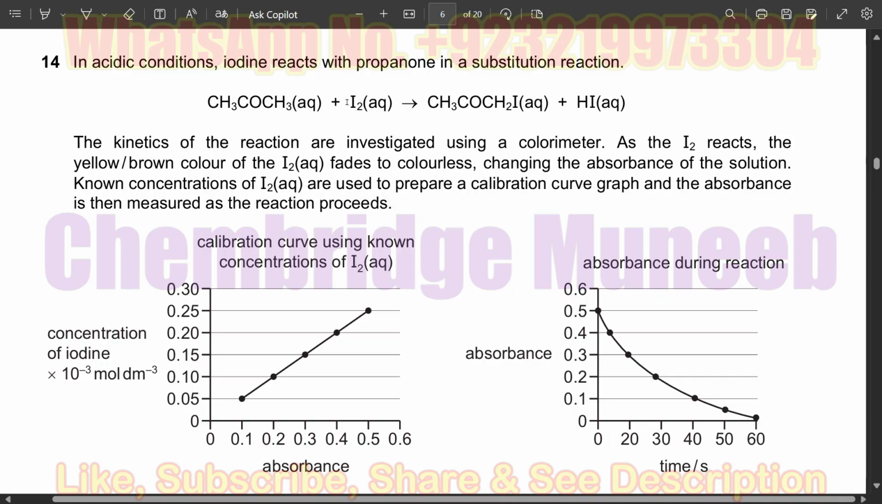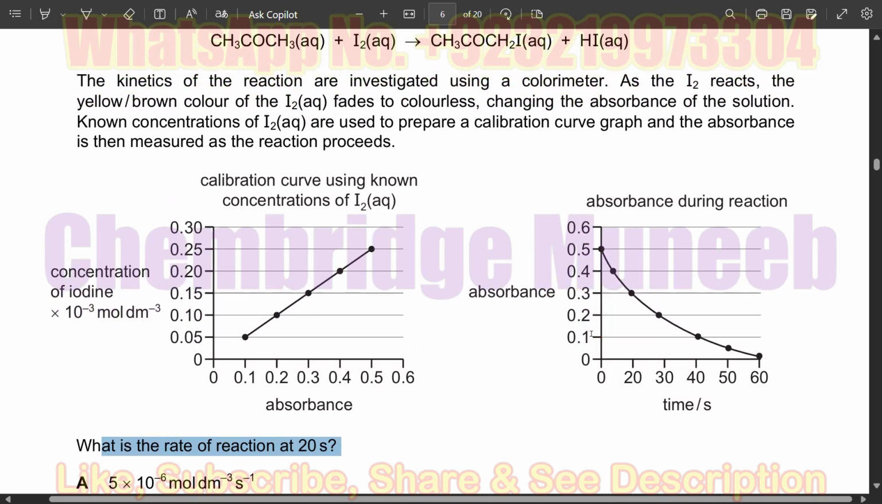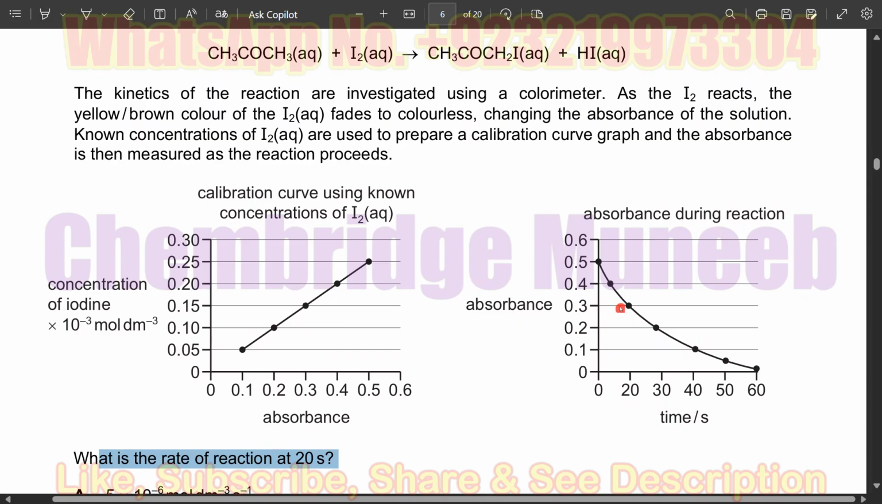So in this case, we are looking at the color of the iodine, which is fading with the passage of time as the reaction is proceeding. We have to find what is the rate of the reaction at 20 seconds. So basically, we have to look at both graphs. We have to use both graphs.